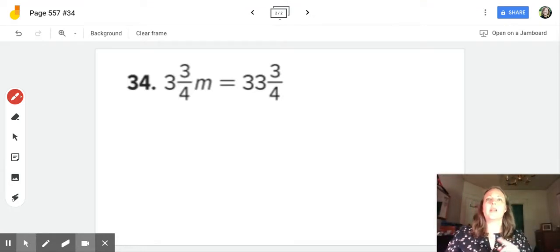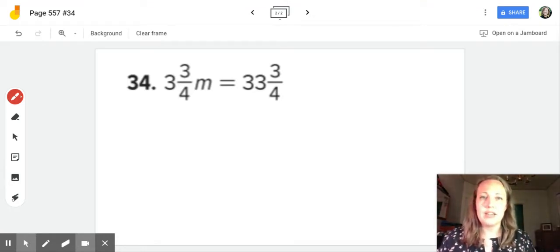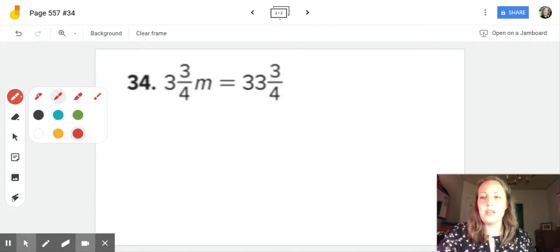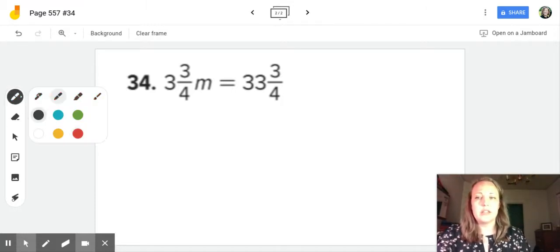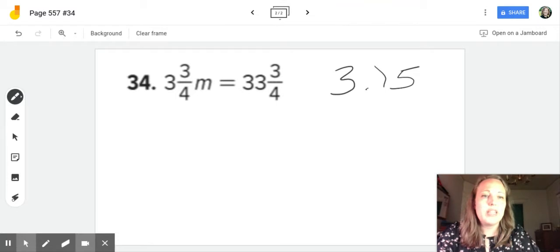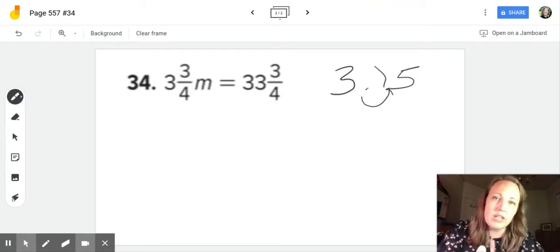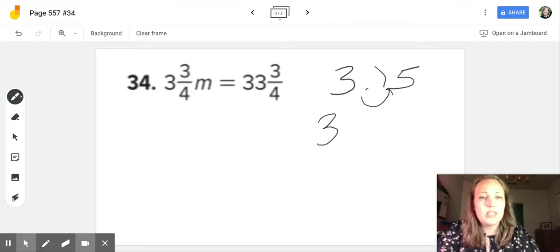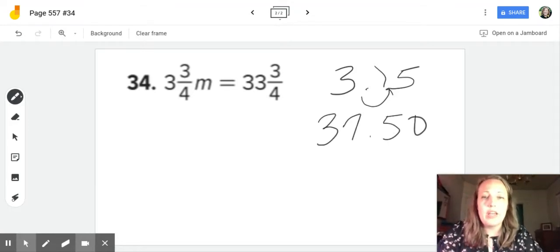So, what is 3 and 3/4 times 10? Well, for me, I would think about money. Again, there's not just one way to think about things, but this is just one. Look, 3 and 3/4 is $3.75. And if I take that times 10, remember when you multiply by a factor of 10, you're just moving that decimal over. So I really get 37.50.